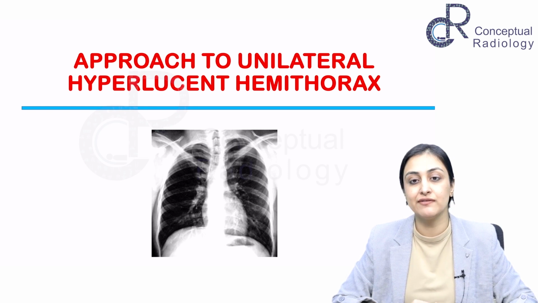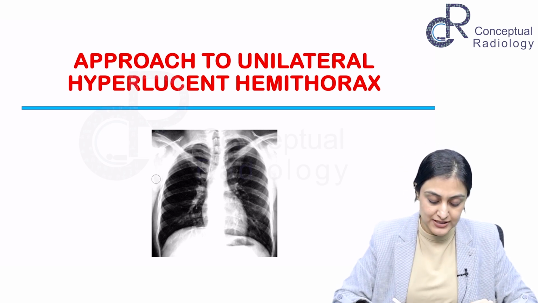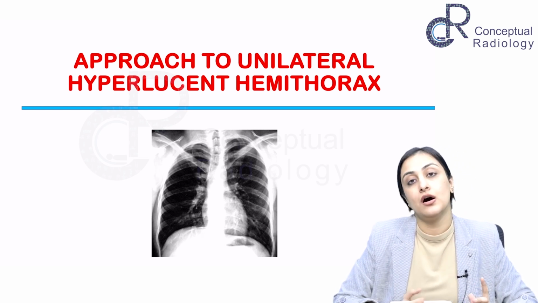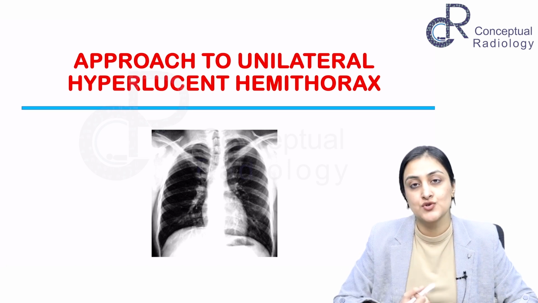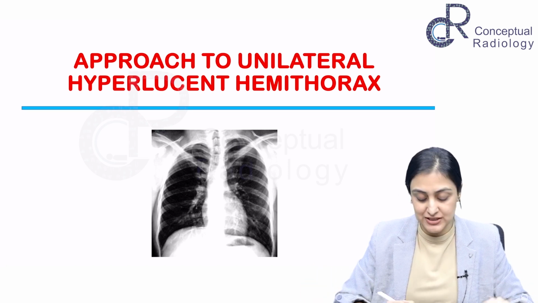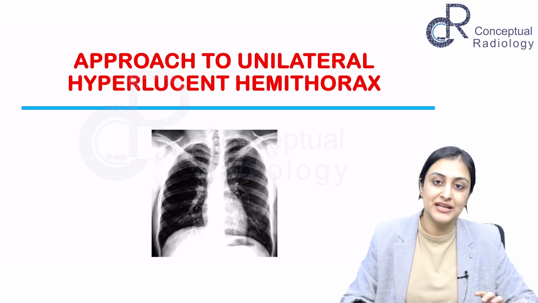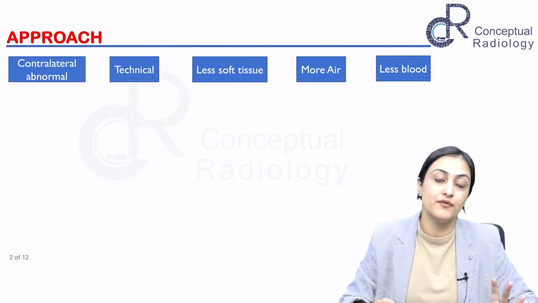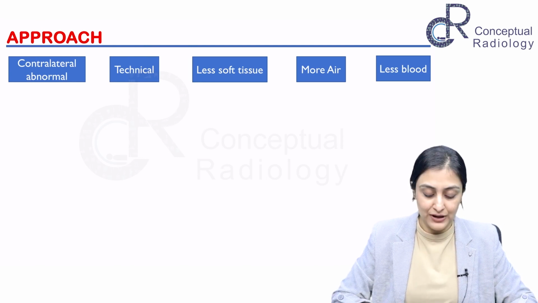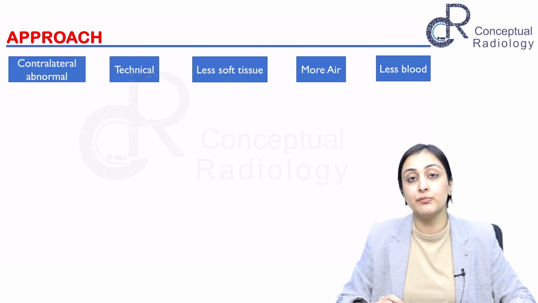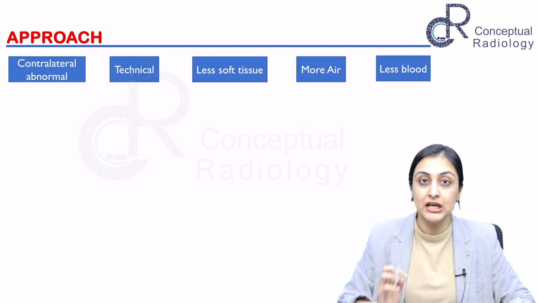Okay, so this is a very, very important scenario wherein one side of the lung appears blacker than the other. So the first thing is, which side is abnormal? Is it the right side which is blacker, or is it the left side? So let's begin with an exhaustive discussion of how we have to approach it. If you have this conceptual clarity, then approaching the X-ray becomes very, very easy.